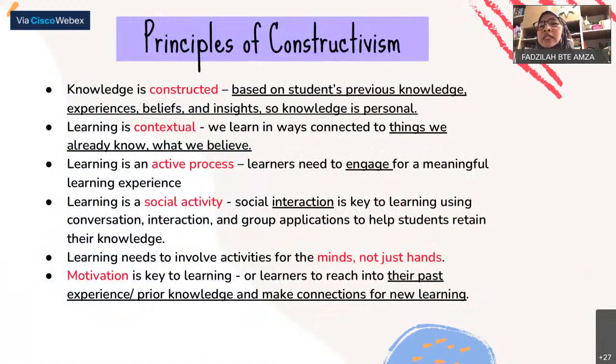Knowledge is constructed based on the student's previous knowledge, experience, belief, and insight. So knowledge is personal. I have my own experience, I have my own belief and insight, I have my own previous knowledge. So I will construct the meaning of certain things according to what I believe and my knowledge and my previous experience. Let's say about banjir.